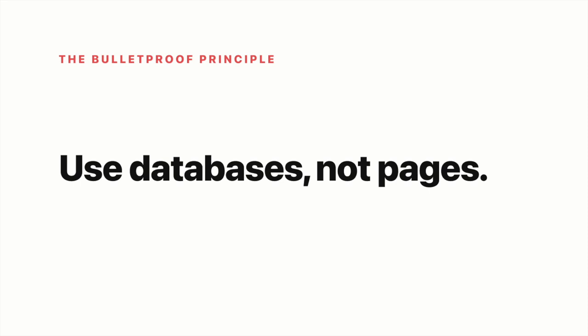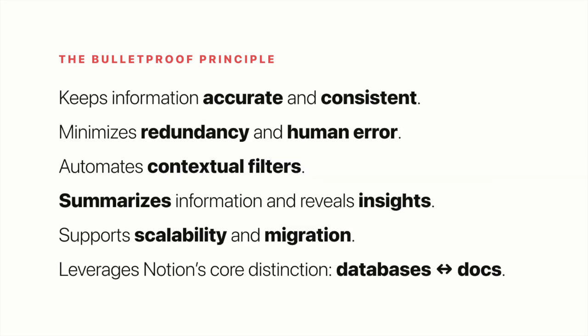This foremost strategy of using databases over pages is the crux of my widely employed Bulletproof framework, and therefore it's known as the Bulletproof Principle. Aside from supporting the API, this database-centric approach keeps your information accurate and consistent. It minimizes redundancy and vulnerability to human error. It automates contextual filters. It allows you to summarize information and derive useful insights. It retains your ability to scale and migrate your content. And it leverages Notion's most distinctive advantage, which is its union of databases and documents.